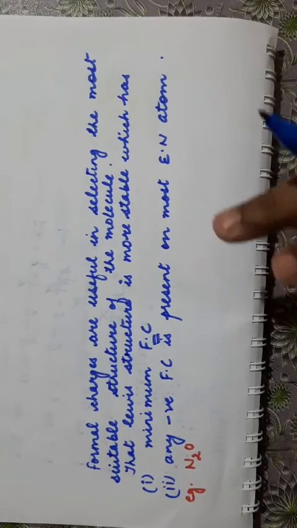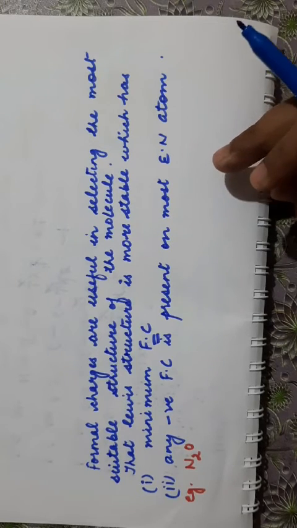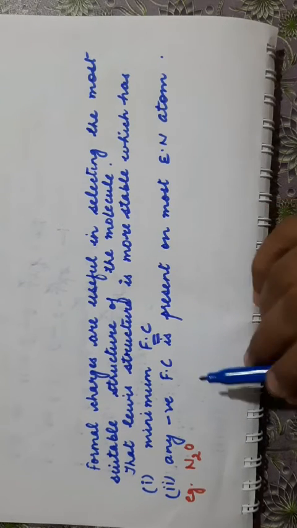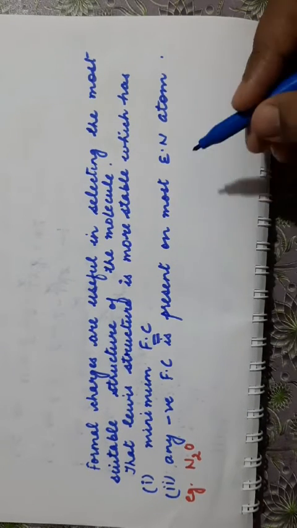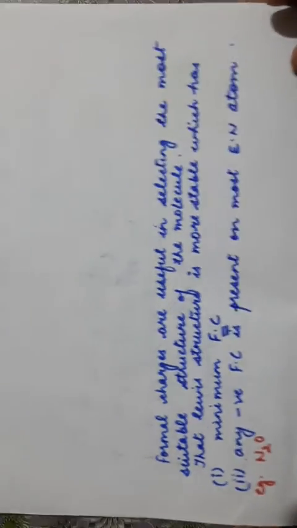जिस स्ट्रक्चर में फॉर्मल चार्ज मिनिमम होगा, that will be more stable and that will be the real structure of that molecule or ion. If any negative charge is present, then it is present on an electronegative atom. So a negative formal charge must be present on the more electronegative atom if it has to be stable. So for stability of the molecule, the molecule or ion must have minimum formal charge, and if there is a formal charge, it must be present on the most electronegative atom. So we will discuss it with an example of N2O.